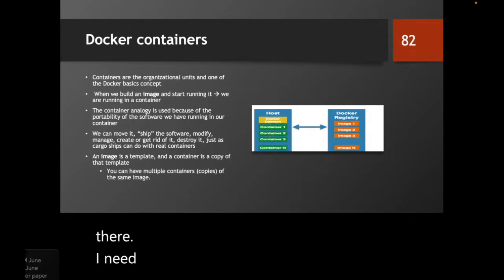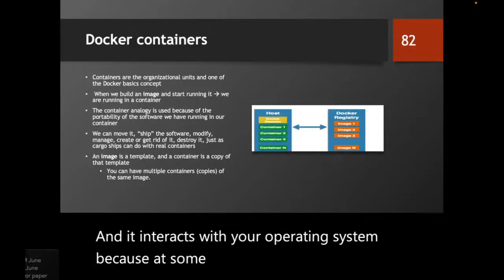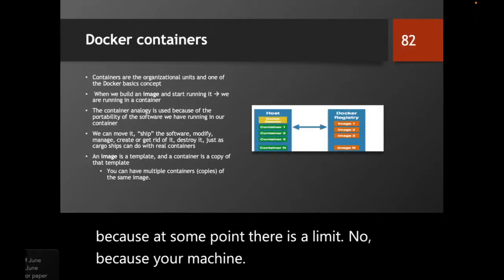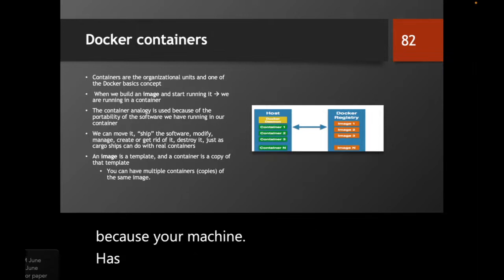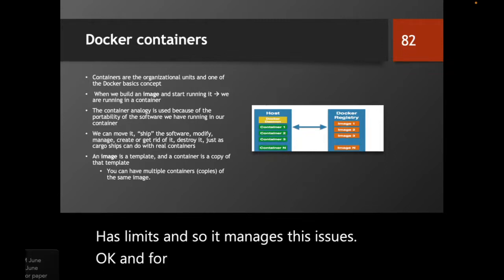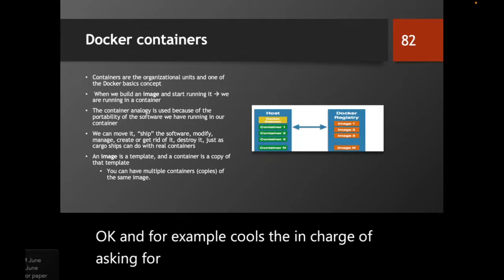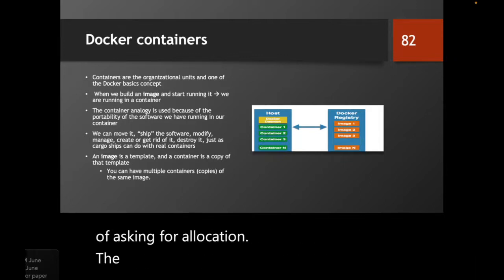And it interacts with your operating system because at some point there is a limit, no? Because your machine has limits. And so it manages these issues. Okay. And for example, who is in charge of asking for allocation of memory? The daemon. Ah, okay, together with the, yes.